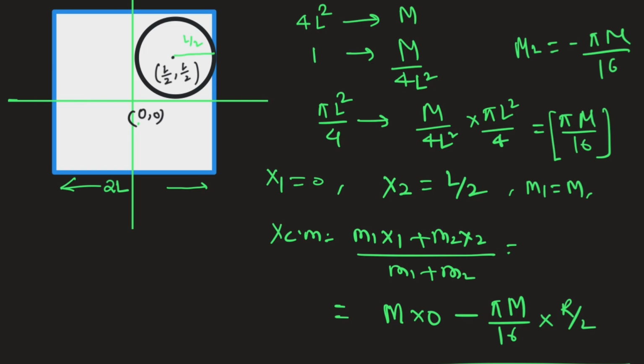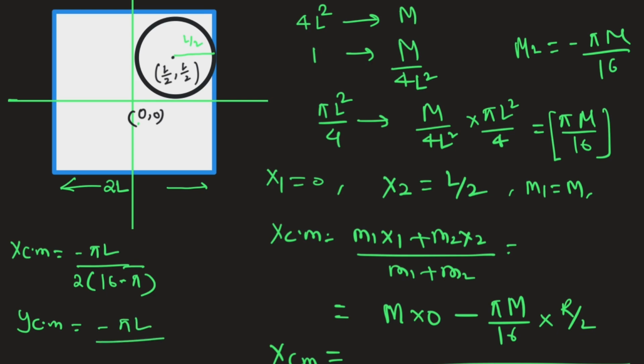If we calculate, you will get the value of xcm as minus pi l divided by 2 into 16 minus pi, and ycm as minus pi l divided by 2 into 16 minus pi. By the same method you have to calculate xcm and ycm.